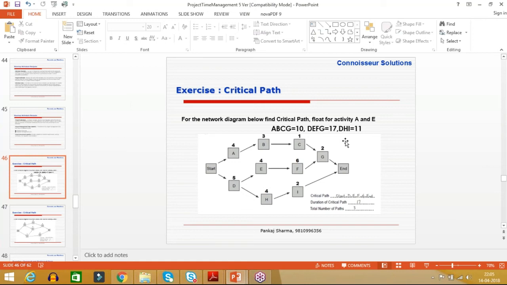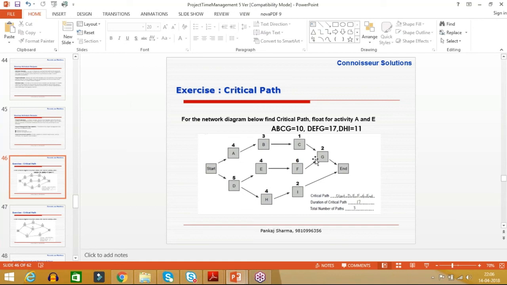Now, since the critical path determines the duration of the project, we cannot afford any delay on any activity on the critical path. The critical path for this project is D, E, F, G. We cannot afford any delay on any activity on the critical path. Does it make sense or not? Yes. Preeti, is it clear or not?